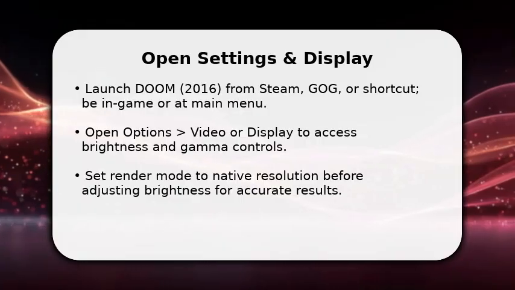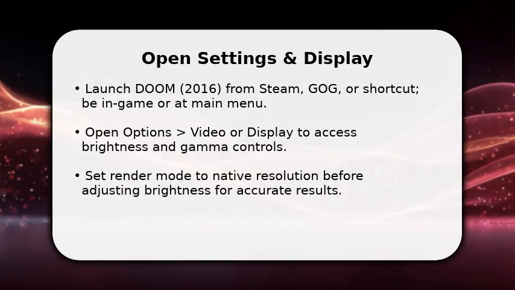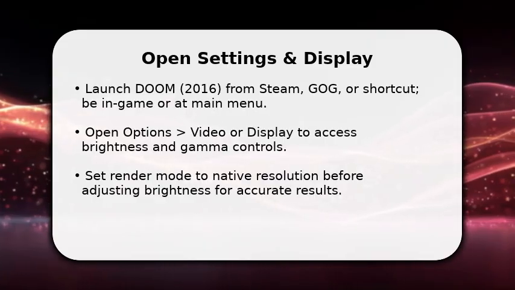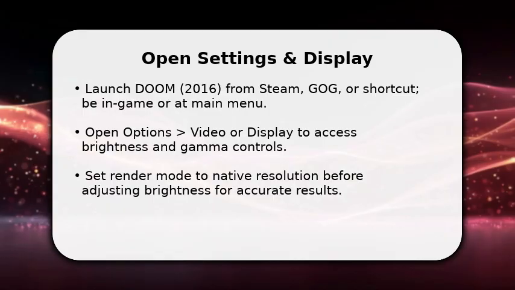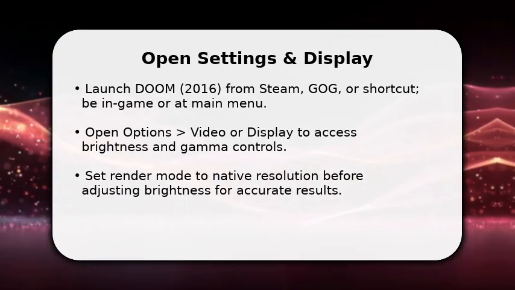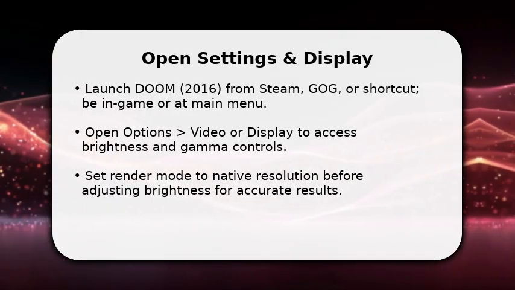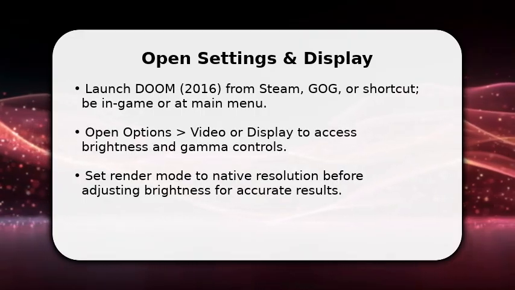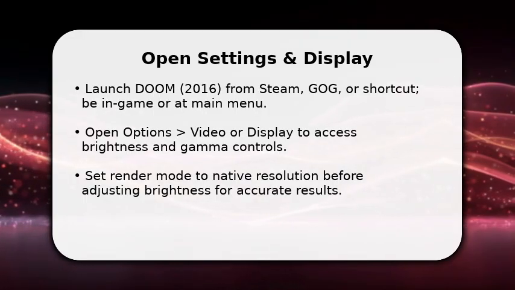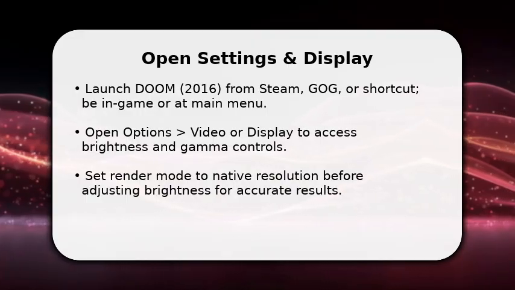You start by launching Doom and going straight to Options, then Video or Display. You want the game running so sliders reflect actual visuals. Change Render or Display mode to native resolution first. Once done, locate the brightness and gamma sliders. They are the primary controls.